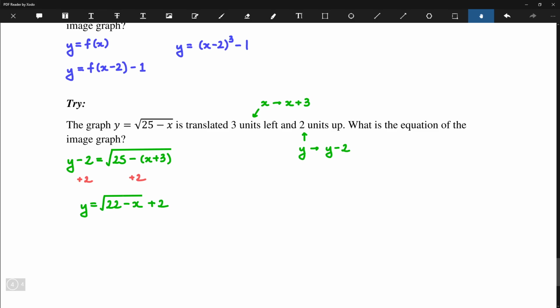All right, so that's it for today. We looked at translations of functions: up, down, left, and right. Those are the key ones, and how they affect the equations of those functions.